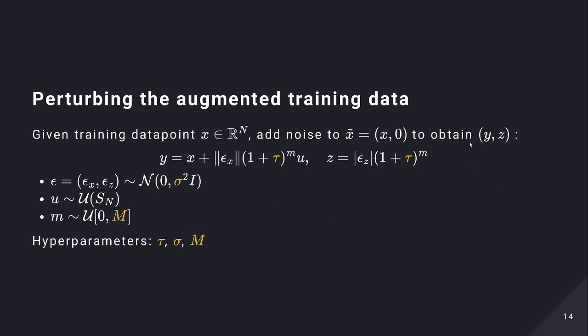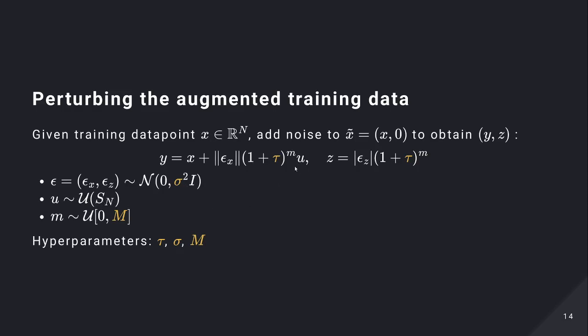To do that, you sample y and z, and y is given by x plus some noise, where we have a few terms. We have these epsilon x and epsilon z terms. Those just come from a Gaussian distribution with hyperparameter sigma. We have this 1 plus tau to the power of m term, I'll go back to it, plus this u term, which is just uniformly sampled on the sphere.